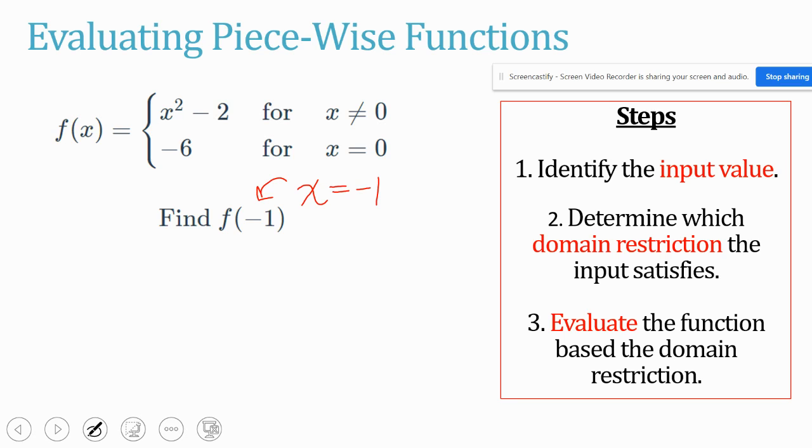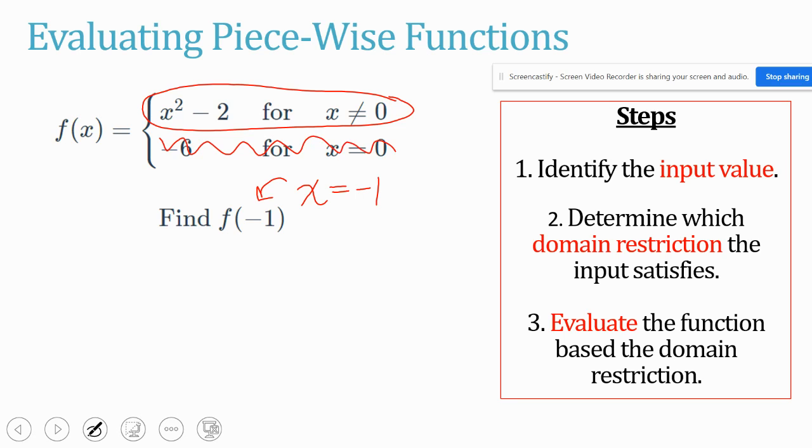Now we're going to determine which domain restriction the input satisfies. So we know that x is equal to negative 1. It's not equal to 0, right, because negative 1 and 0 are two different numbers. So this is the part of the function that we're going to be looking at. X is not equal to 0, which is what we have. We have x is equal to negative 1. So we're going to focus here, and we're just going to get rid of this part.